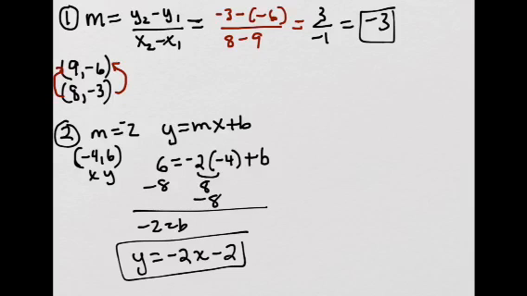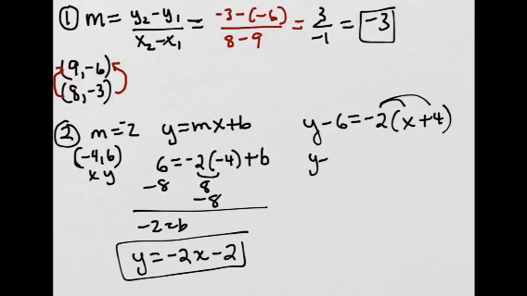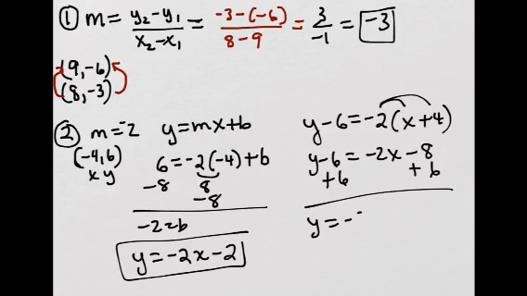So the equation would be y equals negative 2x minus 2. Okay? Or you can start from point-slope form since you have a point and a slope. So you could say y minus 6 equals negative 2 times x plus 4, and then solve for y. You distribute right here, and you get y minus 6 equals negative 2x minus 8. You add 6, y equals negative 2x minus 2. Same answer, as it should be. And that's it for this one.